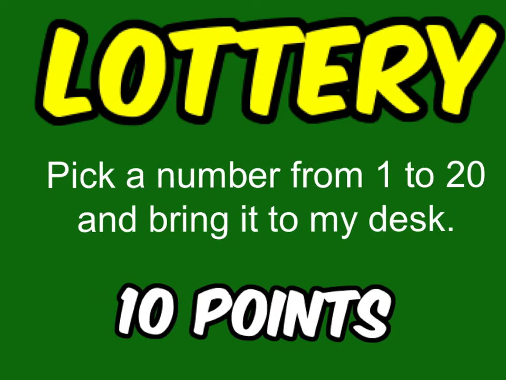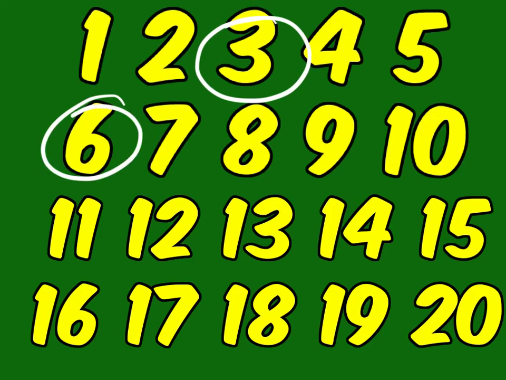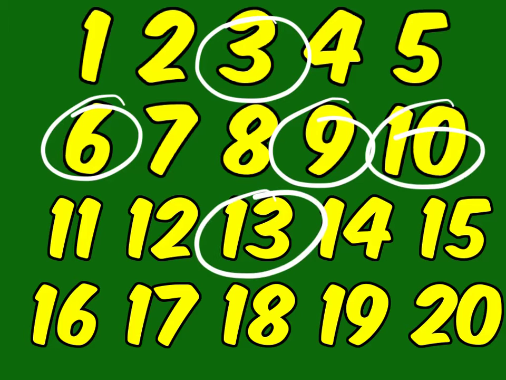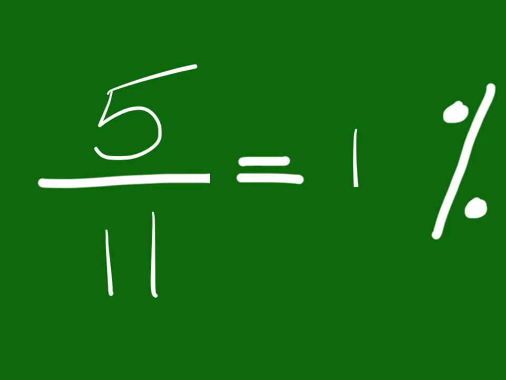Pick a number from 1 to 20. The winning numbers are 3, 6, 9, 10, 13. Bring your homework up. Show me what you have. 5 out of 11. 45%.